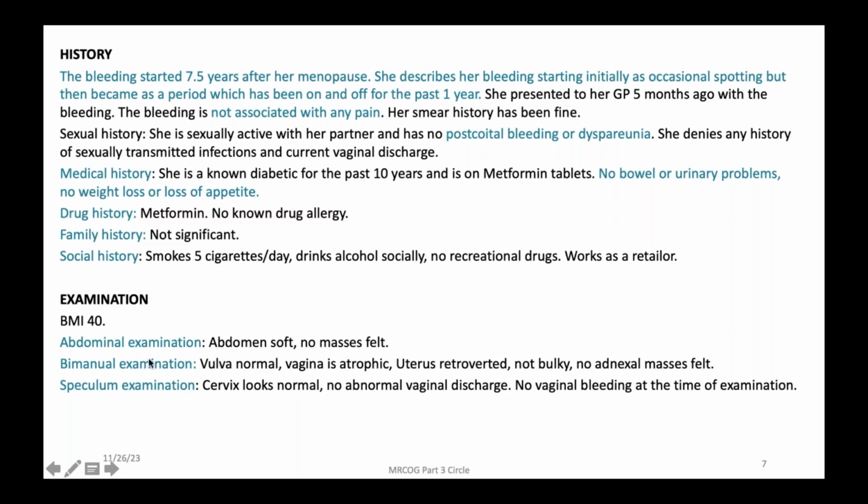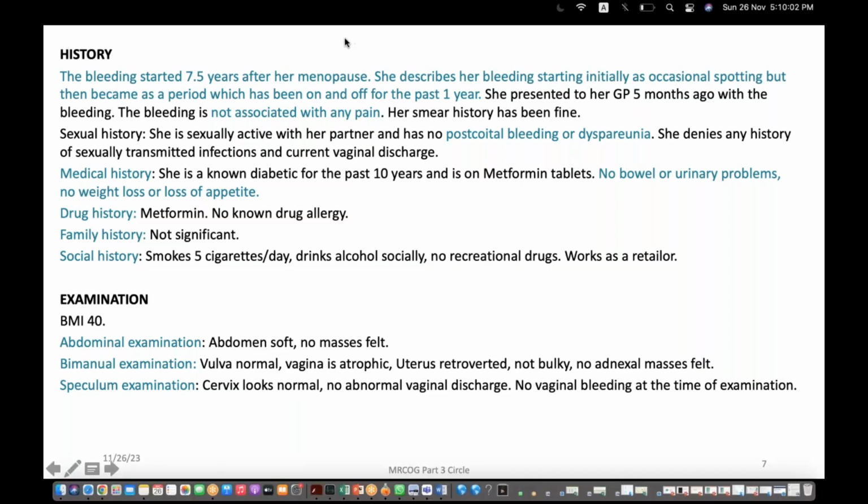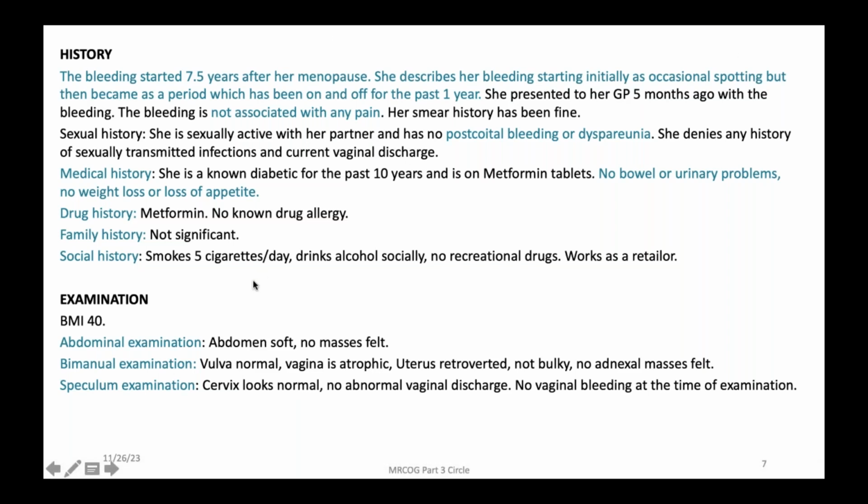So that's how you would justify your bimanual. Sorry, to look. So I'll start by inspecting the vulva for any abnormalities. I would then do a bimanual examination to feel the vagina, and the size and the mobility of the uterus, and to feel if there's any adnexal masses or tenderness. But then we'll proceed with the speculum examination to visualize the cervix, see if there's any abnormality, if I can see any bleeding at that time, and if there's any discharge. If there's discharge, I will take, what is it called? A sample.